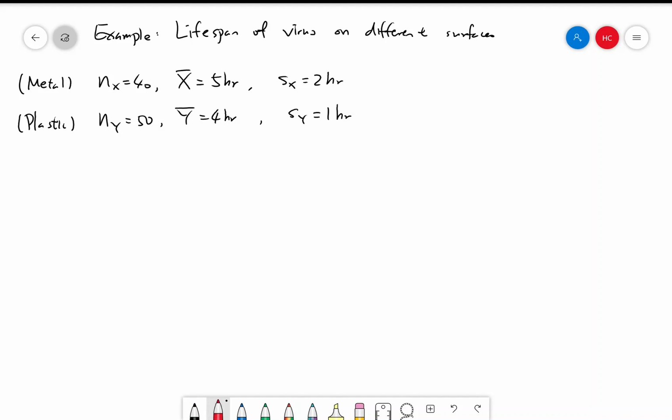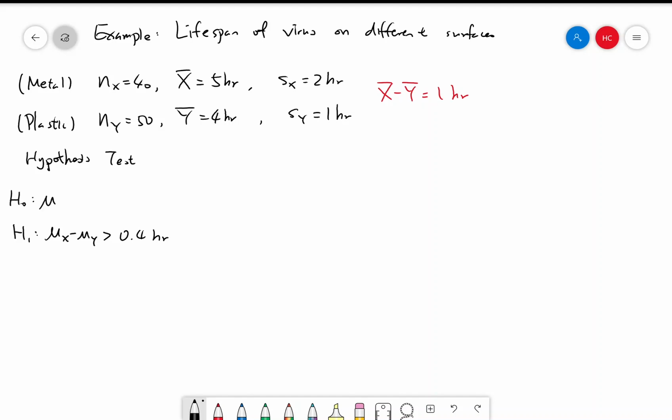So we notice that the difference between the sample means is 1 hour. So we can consider the following hypothesis test. What if we want to show that the difference of population means is at least 0.4 hours? So this is what we want to prove. So H naught, the null hypothesis, will be the opposite, which is the one we want to reject: 0.4.